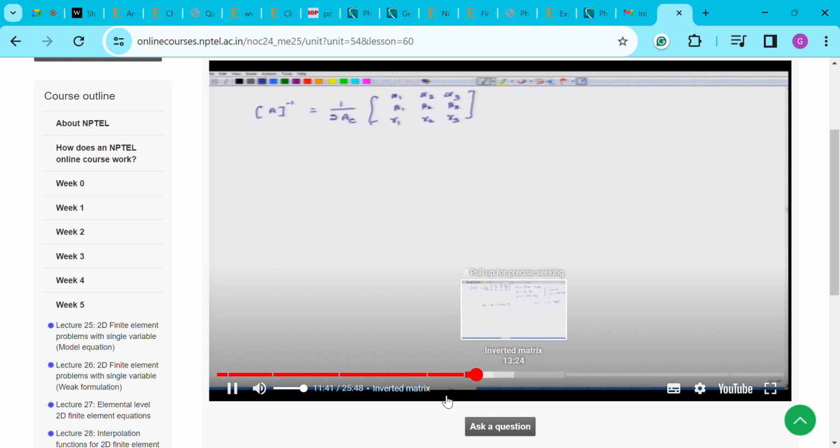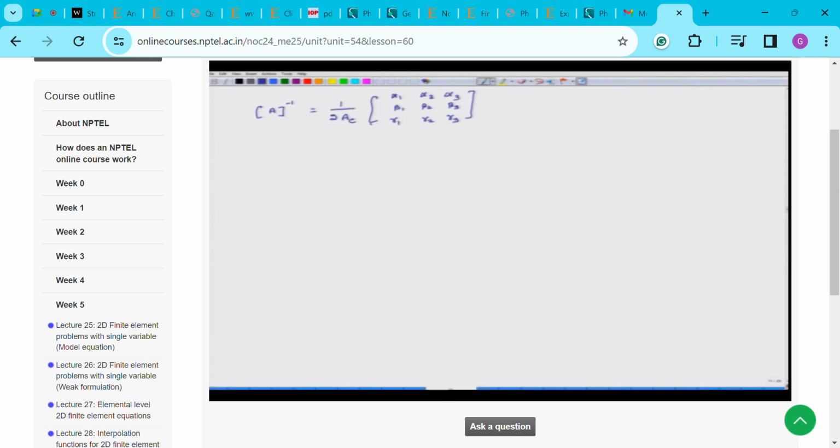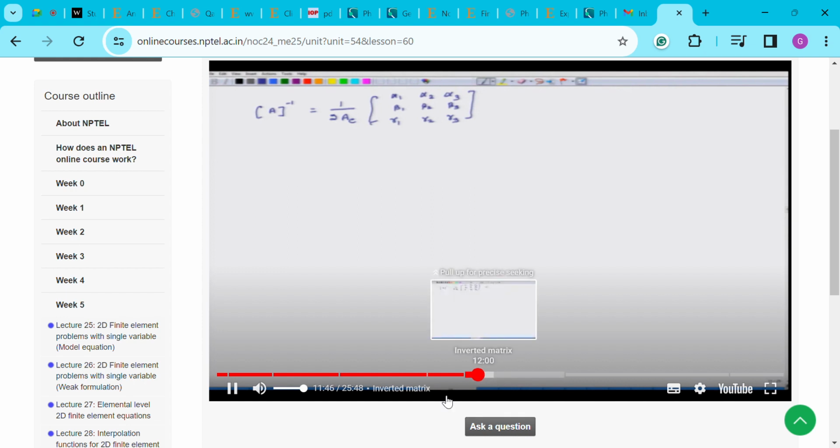Inside the A matrix there are alpha 1, alpha 2, alpha 3. This is the inverse of that matrix, and here we have AE, which is equal to the determinant, some AE, one over 2 AE. When we inverse this matrix times this matrix.